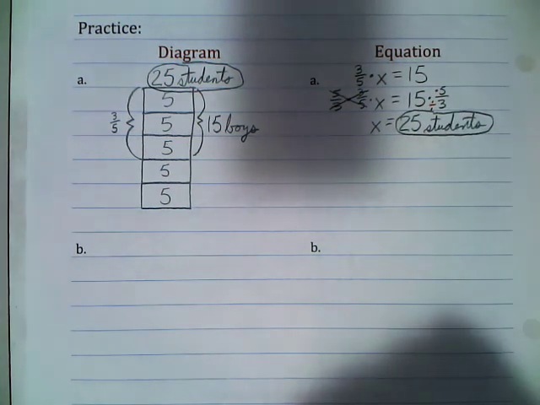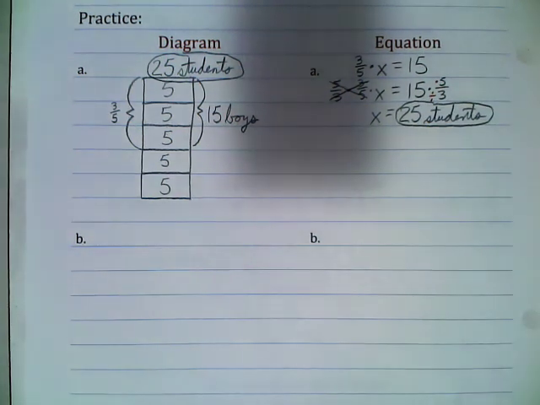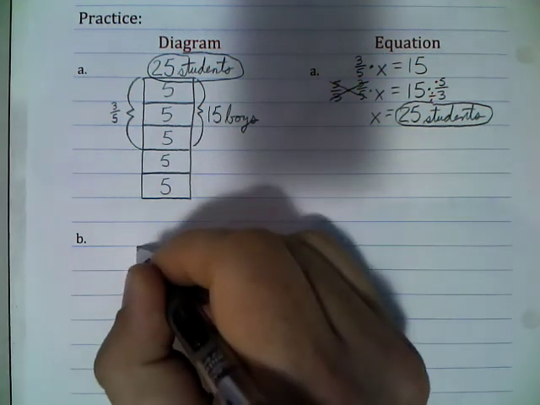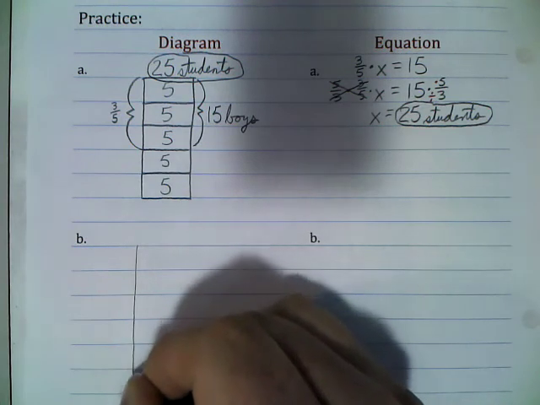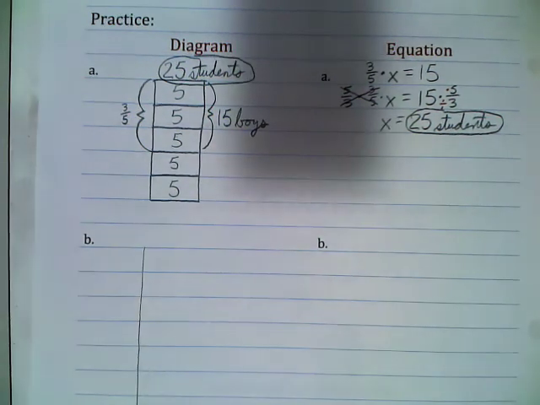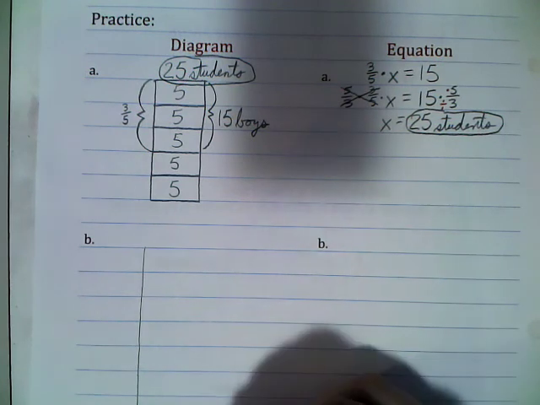Same answer either way. Let's look at B. 5/8 of the clowns had happy faces. All right, I'm going to stop right there. 5/8 of the clowns had happy faces. So I'm going to make a box, 4, 5, 6, 7, 8, that I can split up into eighths easily.